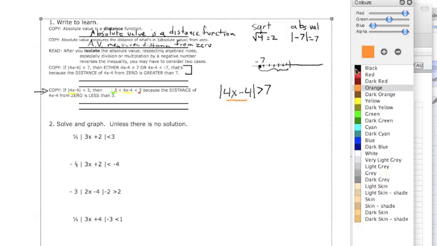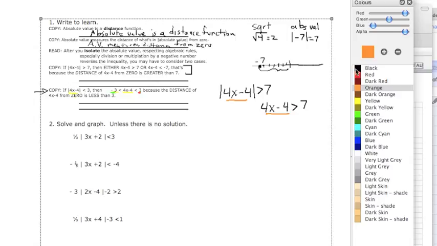So there are two cases. Either 4x minus 4 is greater than 7. That should make sense, right? If this number right here were 9, well, that's greater than 7. If it were 8, great. If it were 7.5, of course, it's still greater. So we want to know where 4x minus 4 is greater than 7.